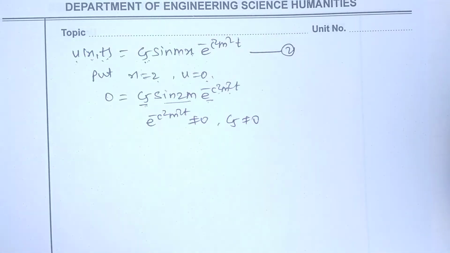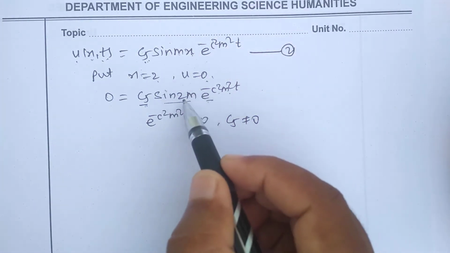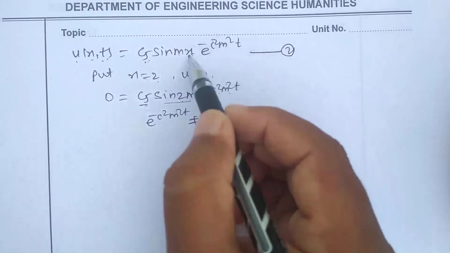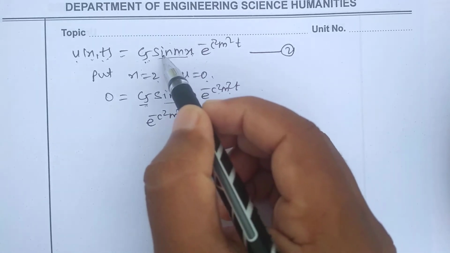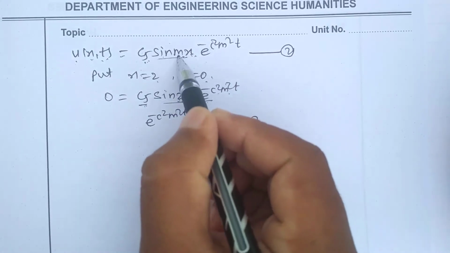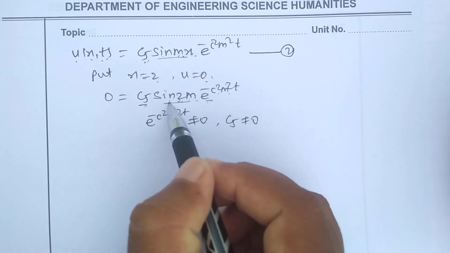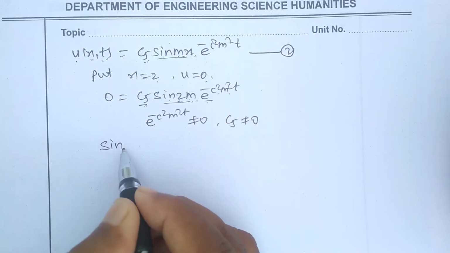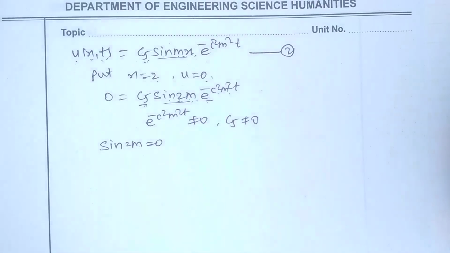So the remaining term is sin 2m. We can take sin 2m equals to 0 because sin 2m is not present here. Here it is sin mx, and here sin 2m is there. So this term is not present here. That's why you can take this sin 2m as 0. Sin 2m is equal to 0.